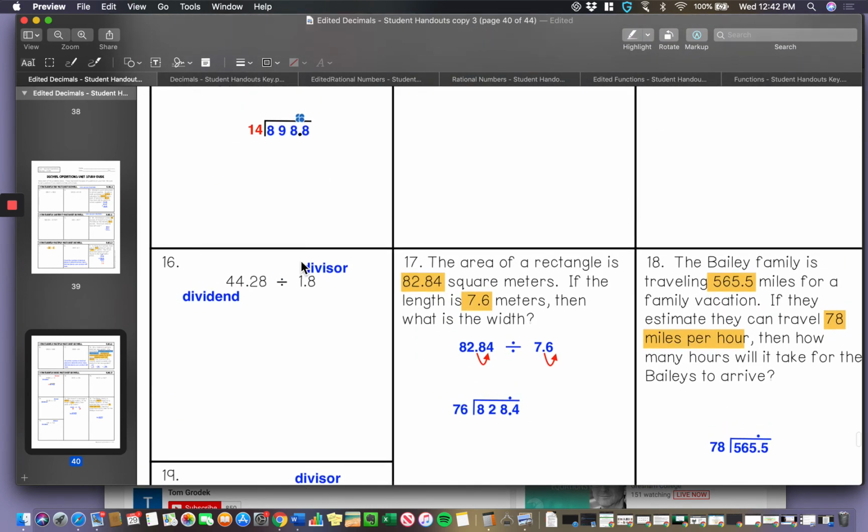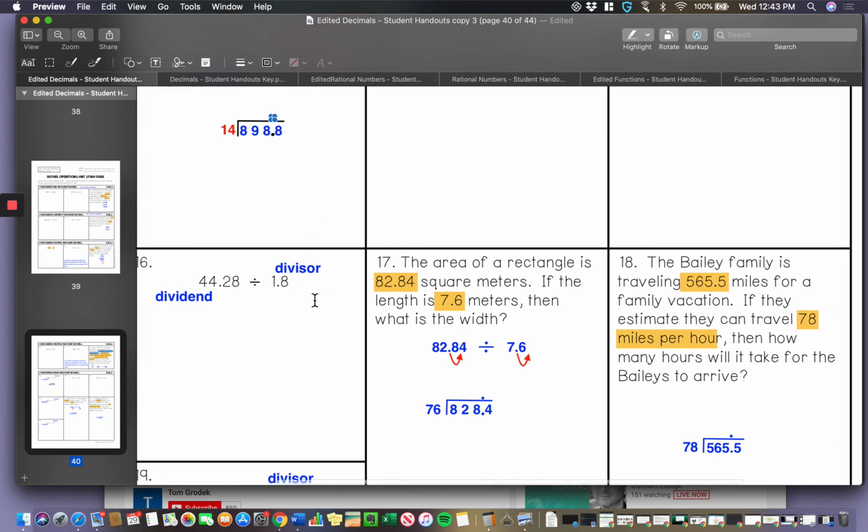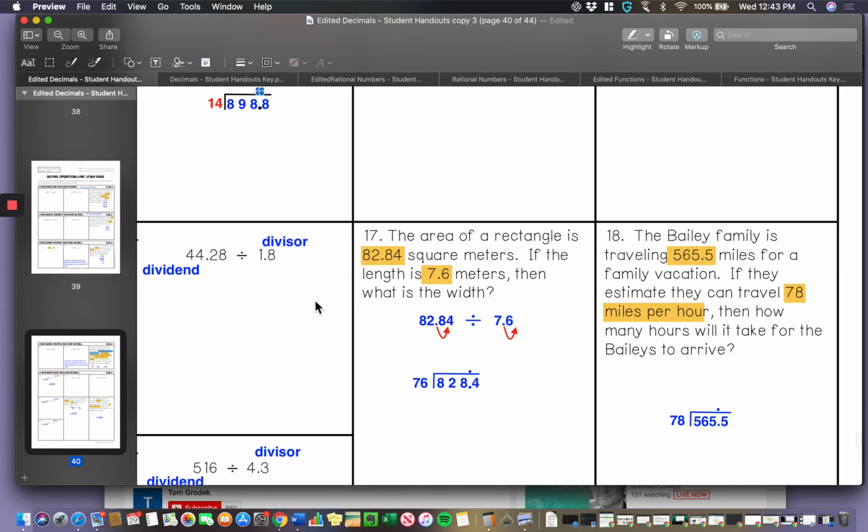All right, those are basically the same all the way through, but as you can see here, you will need to move these decimal places. I'm going to give you that example here in number 17. It says the area of a rectangle is 82.84 square meters. If the length is 7.6 meters, then what is the width?